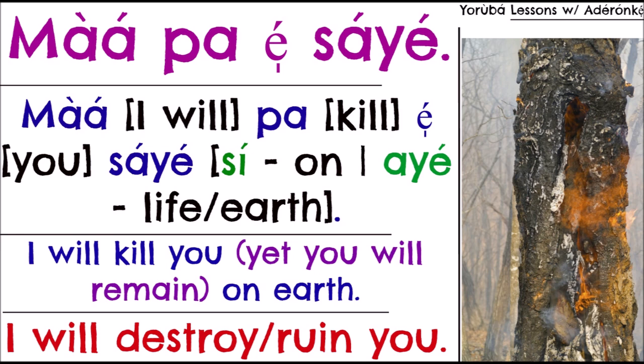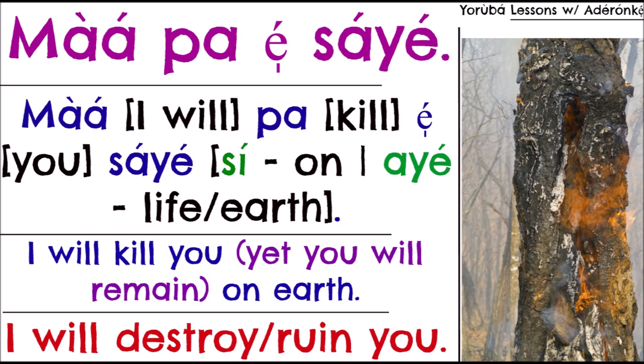I'll tell you why it would be destroy or ruin, with extensive use. E is you. Saye is a combination of two words. Si is on. Aye is life, or the earth. I suppose those would be the two major meanings that aye could have, but you could use it as a metaphor. You could even call people aye. I don't want to go into that, but just say life or earth. I will kill you on earth. It's like, I will kill you, yet you will remain on earth.